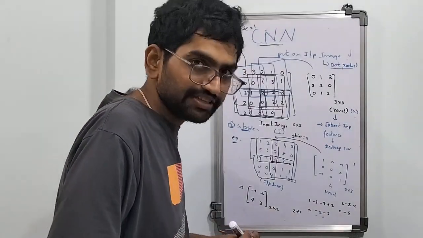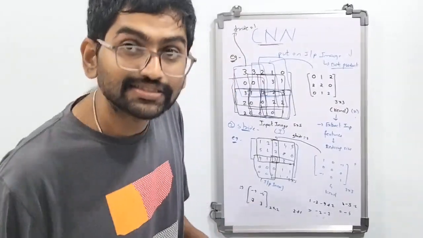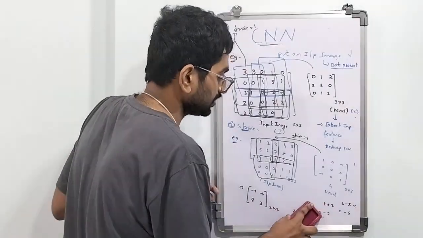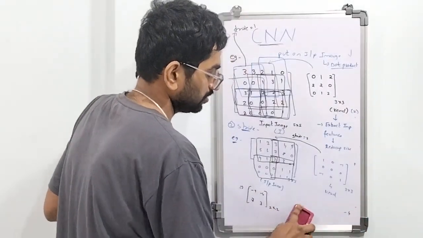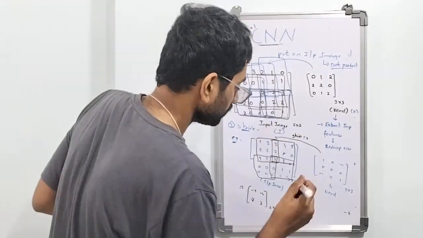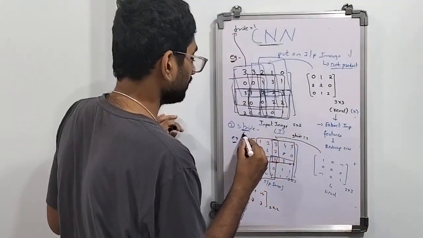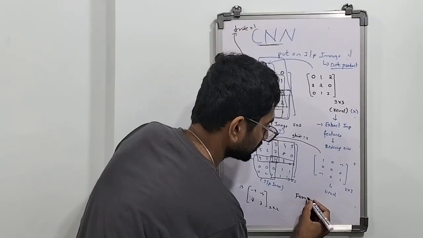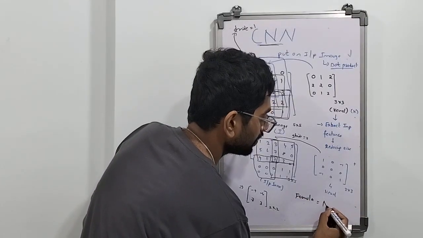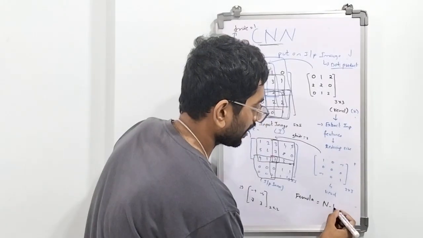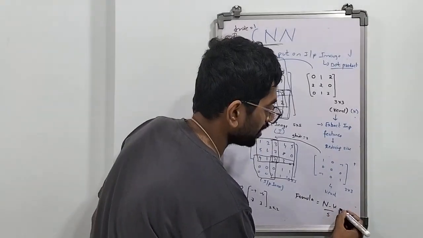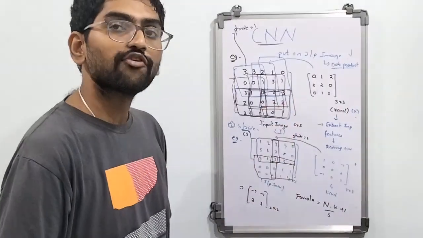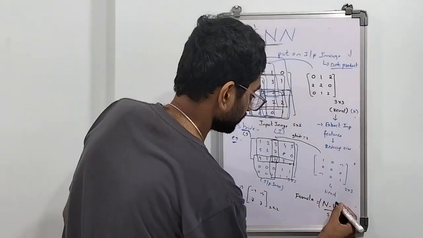So from this, can we generate a formula? Yes, we can generate a formula. What is the formula that we are going to generate? The formula is very simple. Let's say this stride, I will represent it as S. The formula we will generate is (n minus kernel k) by S plus 1. This is the formula that we are going to generate.